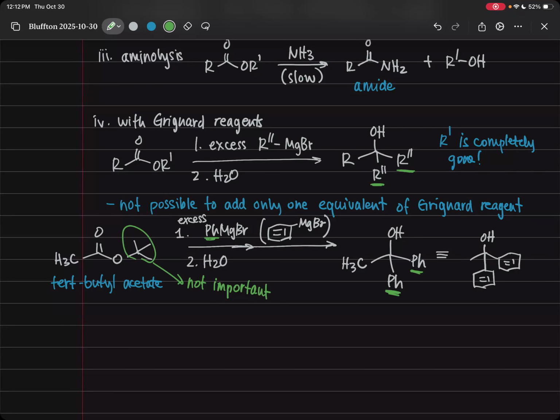Would you want to do this reaction with methyl benzoate or with a benzoate ester? You would use methyl benzoate because that's the cheapest. Yes.